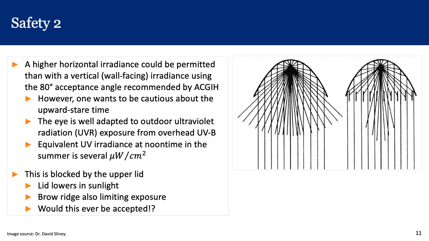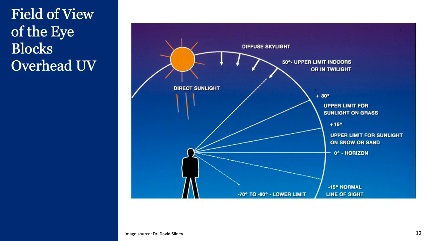So the top bullet there states that a higher horizontal irradiance falling on a horizontal surface could be permitted than with a vertical wall-facing lamp system. And just to explain that a little further, most people are not aware of the fact that their upper lids act as sunshades, awnings, if you will, that automatically lower as the brightness of the sky goes up and the intensity of the UV goes up.